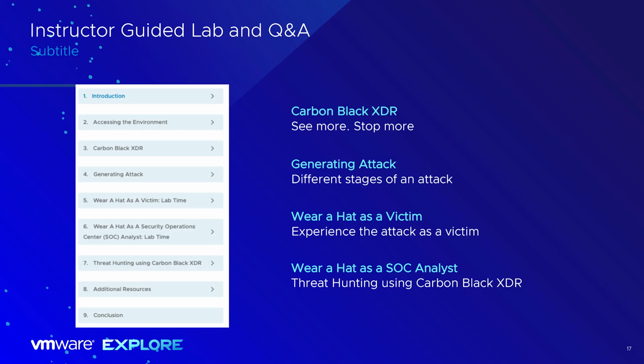Looking at the lab, it is broken down into 9 parts, all the way from the introduction to the conclusion. The introduction is going to give you a high-level written overview of what Carbon Black XDR is. It's going to walk you through accessing the environment. As you're logged into the lab, there's going to be an arrow that you can click through and step through the instruction manual. All the instructions and steps you need are in the manual, but if there's any confusion, please raise your hand.